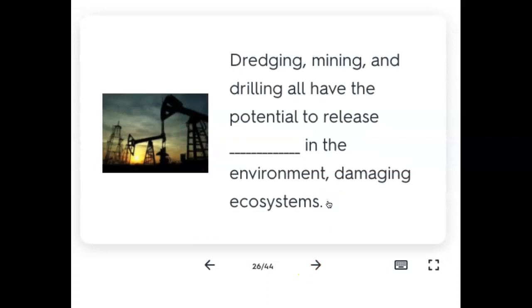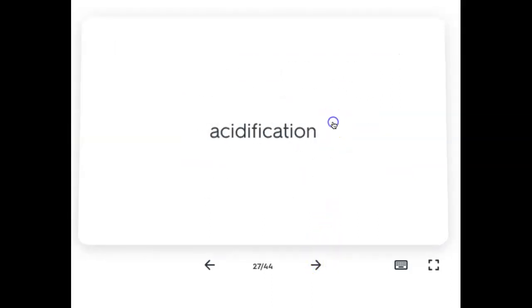Petroleum is oil. So dredging, mining, and drilling all have to do with bringing this oil, this petroleum, into the environment. And when that happens, it can damage ecosystems.